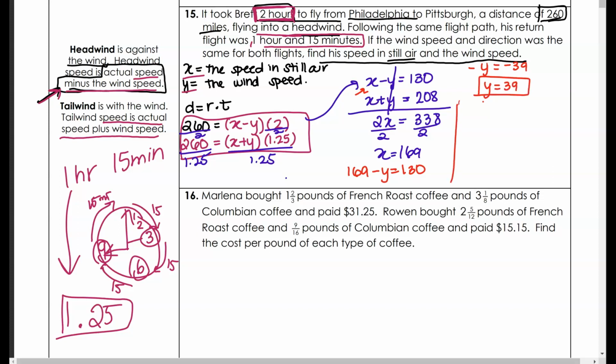So what does this mean? We want to make sure that we go ahead and write this out. And so we would say the speed in still air would be 169 miles per hour. And then the wind speed is 39 miles per hour.